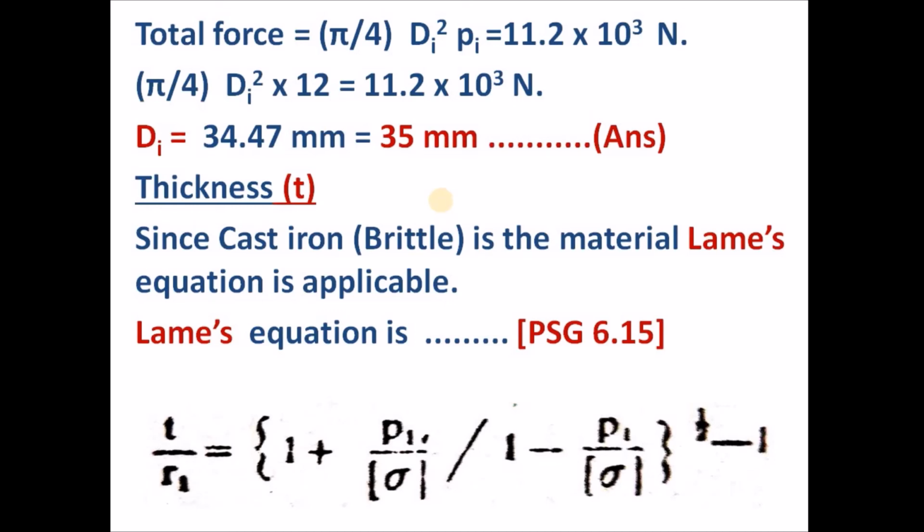Then what is the permissible value? 200 divided by 5, 40. Here sigma will be 40. All these items can be given. Then the only unknown is T.